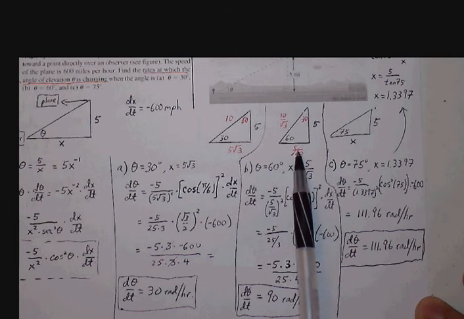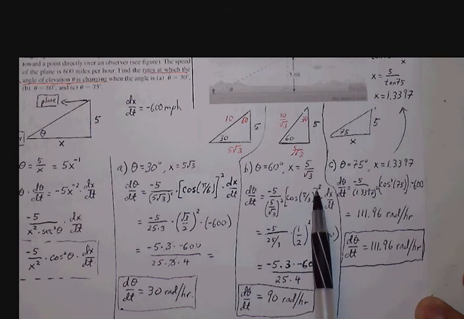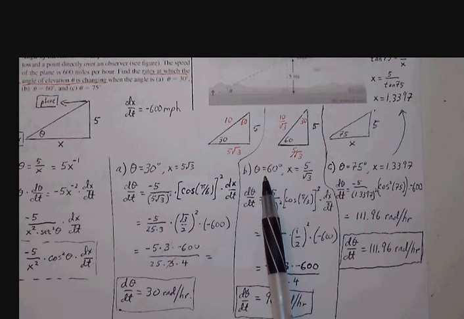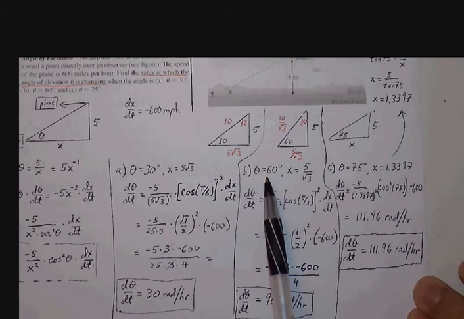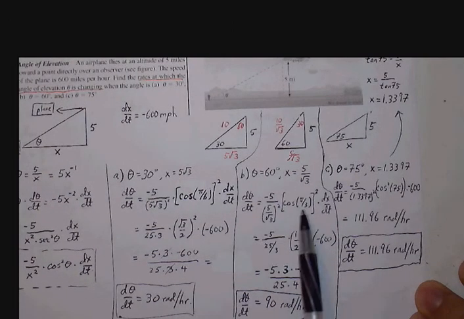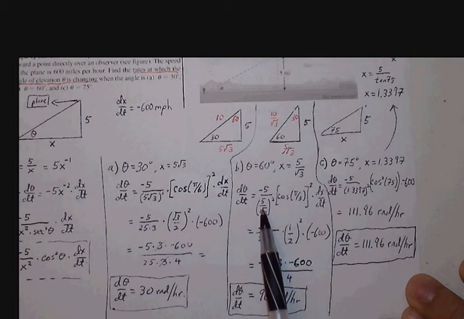Pi over 3 is the radian for 60 degrees. Cosine of pi over 3 is 1/2. 1/2 squared is 1/4. And 5 over root 3 squared is 25 over 3. And we put all this in the same fraction, cancel out, we get 90 radians per hour.